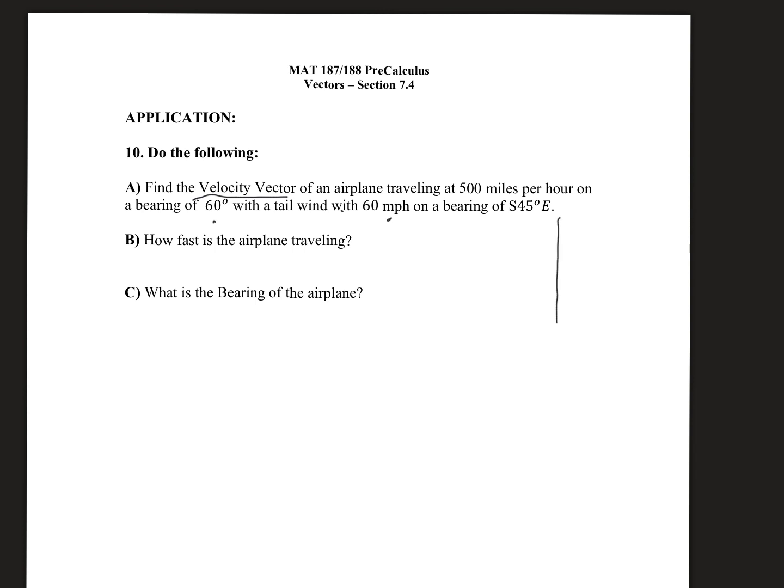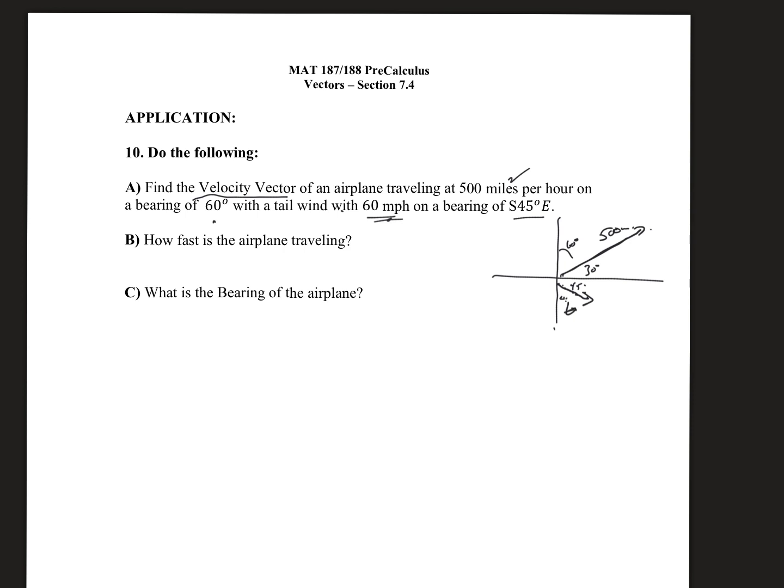So when I draw a picture of the situation, we've got a plane at 60 degrees from north, which means it's 30 degrees from due east, or along our x-axis. And it's operating at 500 miles per hour. So there's a visualization of the airplane's velocity vector. And then we have a tailwind that's 60 miles per hour, south 45 degrees east. So we go south and then 45 degrees east, which is 45 right there. And there's the tailwind.